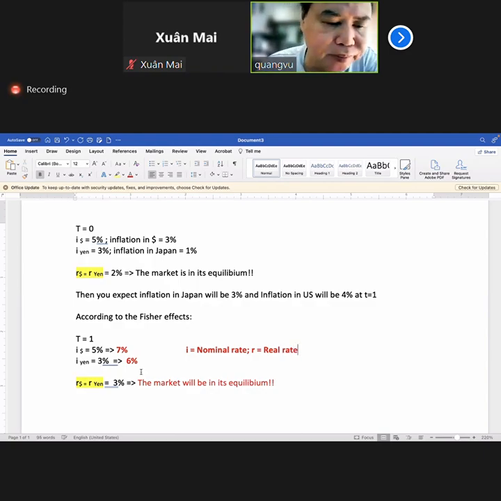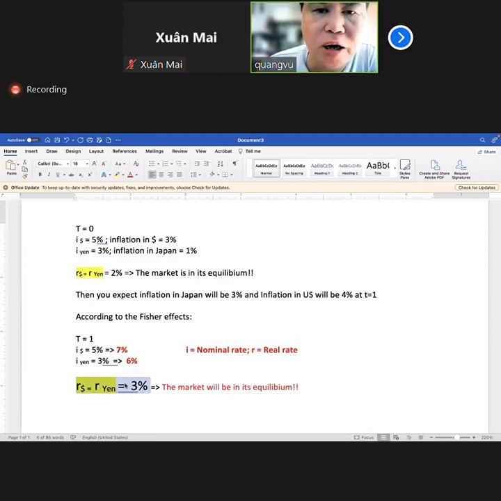Okay. The key point is, based on the Fisher effect, the real rate between the two countries must be exactly the same as each other. Otherwise, an arbitrage opportunity exists. Given the changes in inflation between the two countries, it's easy for you to predict the changes in the nominal rate between the two countries, so that the real rate between the two countries is exactly the same as each other. Okay, that's how you predict changes in the nominal rate between Japan and United States. Okay.